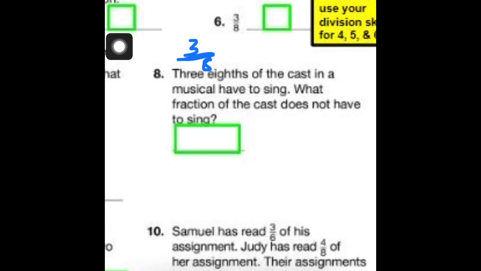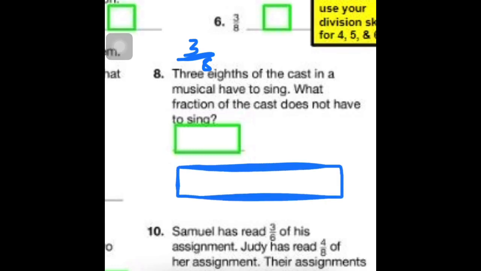Okay, so if 3/8 have to sing, one way you can draw that out, right? Like that. Divide that into fourths. Uh-oh, I'm getting sloppy. Eighths. 1, 2, 3. Well, what do you have left over? 1, 2, 3, 4, 5. 5/8.